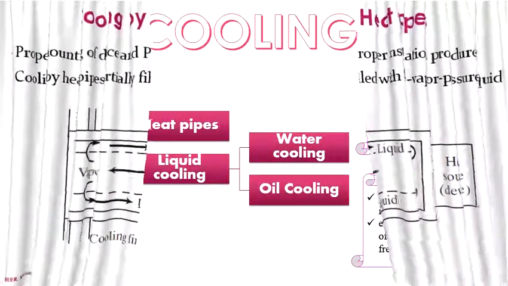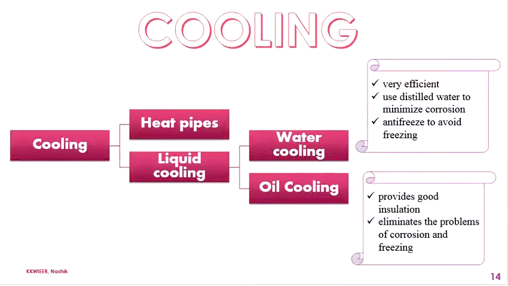But in case of high power applications, the devices are more effectively cooled by liquids, normally oil or water. Water cooling is very efficient. It is approximately 3 times more effective than oil cooling. It is necessary to use distilled water to minimize corrosion and antifreeze to avoid freezing. Oil cooling provides good insulation and eliminates the problems of corrosion and freezing. Heat pipes and liquid cooling techniques are commercially available.